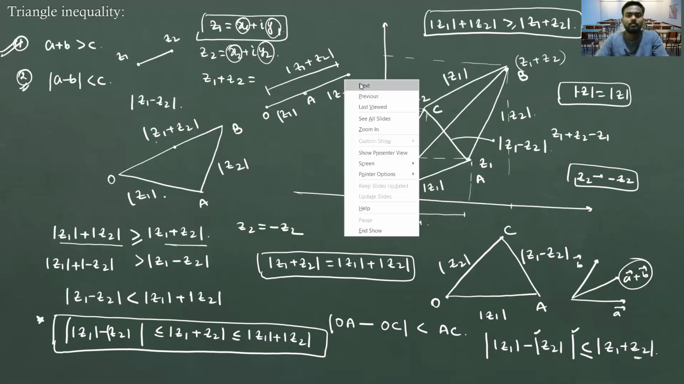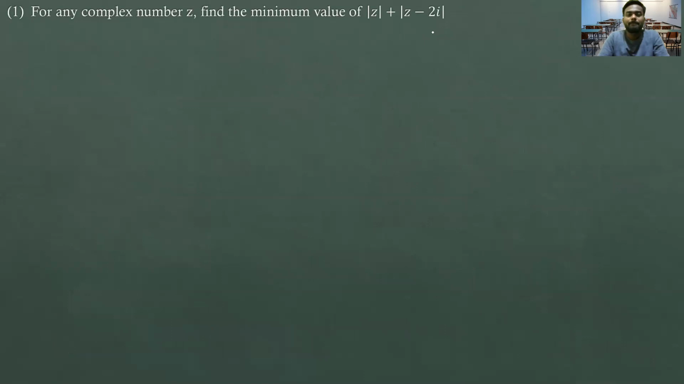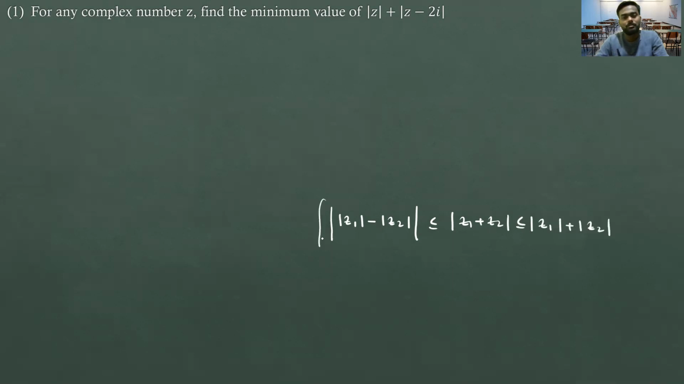You see, they will be asking a question like this. What have they asked? Modulus z plus modulus z minus 2i, right? So what was our triangular inequality? Our triangular inequality was modulus of z1 minus modulus of z2 is less than or equal to modulus of z1 plus modulus of z2, less than or equal to modulus of z1 plus modulus of z2. This is our triangular inequality.